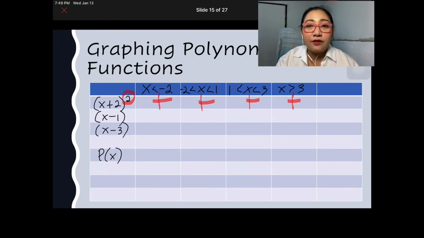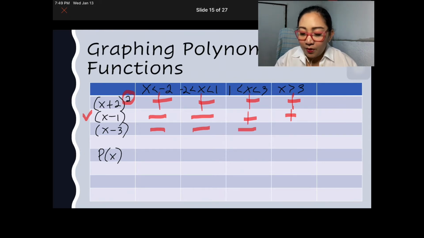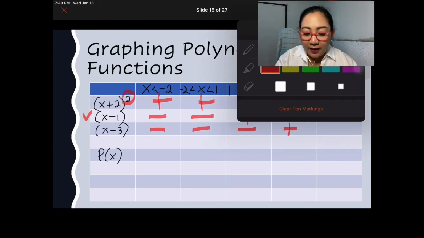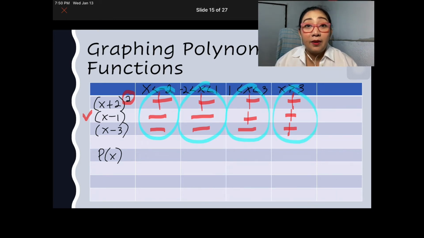So, doon na tayo sa next factor, si x minus 1. So, si x minus 1 will be negative dito, pero positive na siya for the rest. And then, si x minus 3 naman ay magne-negative sa una, magne-negative sa pangalawa, magne-negative sa pangatlo, pero positive na siya sa pang-apat. Okay, so let's now multiply each column para malaman na natin yung ating behavior. So, this one will be positive, positive, negative, positive.